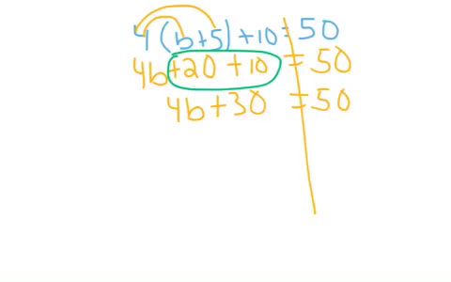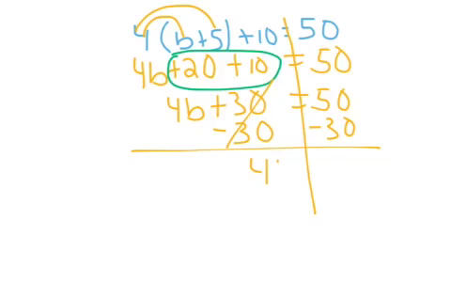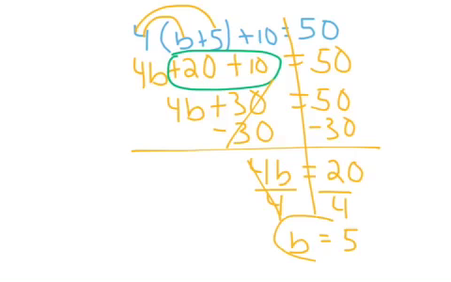Now it's just back to your normal problem. To get b by itself, you need to get rid of your constant, which is on the side of your b first. So the opposite of adding 30 would be subtracting 30 from both sides. Those cancel. So I have 4b equals 20. And the opposite of multiplying by 4, I would divide every side by 4. In this case, b equals 5.